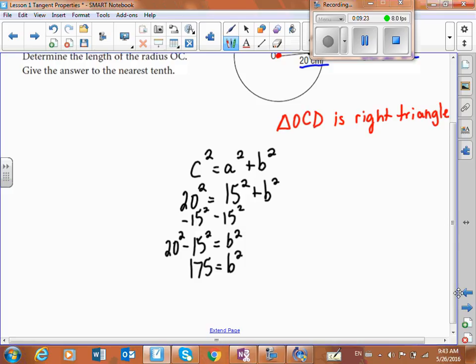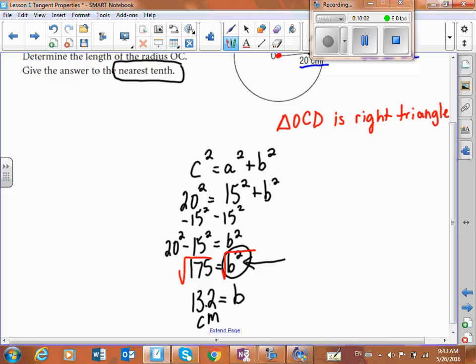All right. Now, is this the final answer? Would this be acceptable as the final answer? Hopefully you're all saying no. We don't want b squared. We want to know what b is. So we need to remember that to undo the squaring operation, we use square root. So I take the square root of both of those sides, and we'll go to the nearest tenth of a decimal. Always read the instructions. I did read mine. Nearest tenth, so we're good. 13.2 centimeters, I believe. Yes. Don't forget your units.